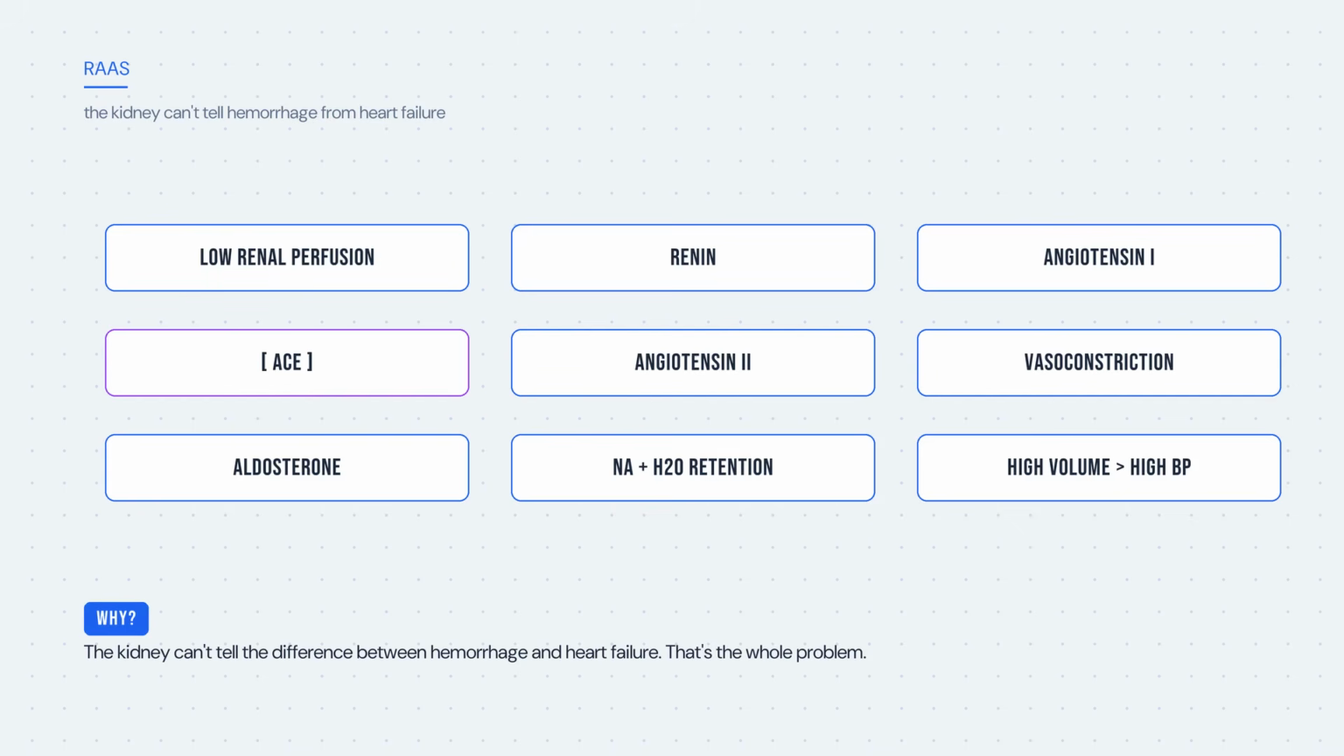And angiotensin 2 does two powerful things. First, it constricts arteries directly, which raises pressure immediately. Second, it tells the adrenal gland to release aldosterone, and aldosterone tells the kidney to hold on to sodium. And water follows sodium. More volume, more pressure. It is an elegant system for surviving a hemorrhage. It is a disaster when the underlying problem is a failing heart.